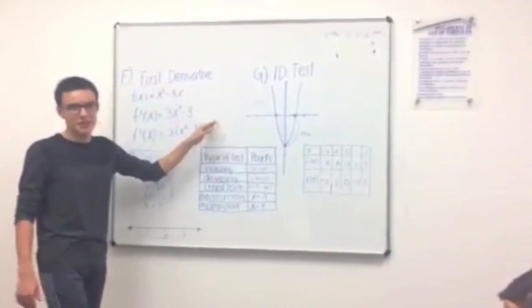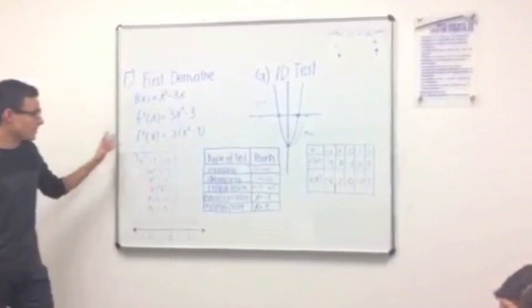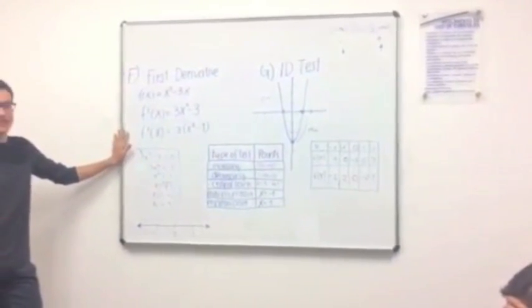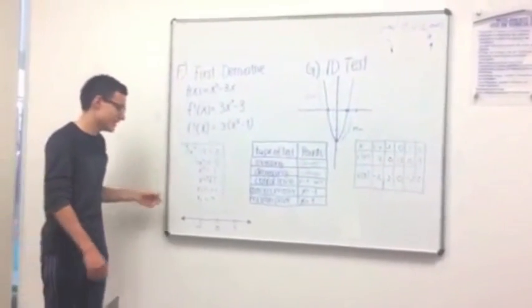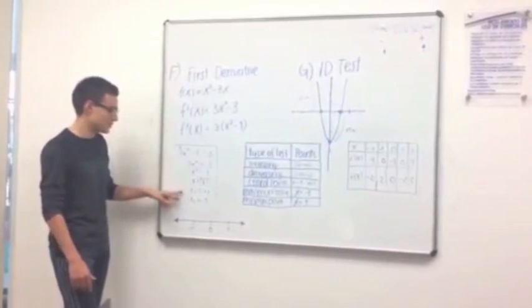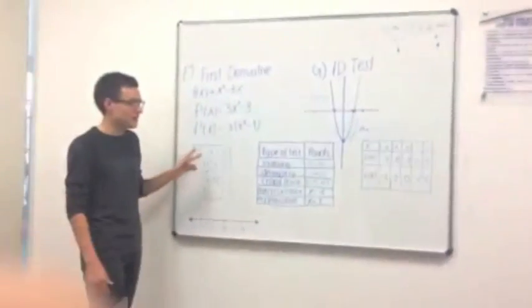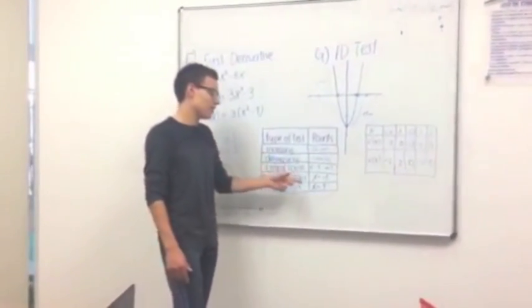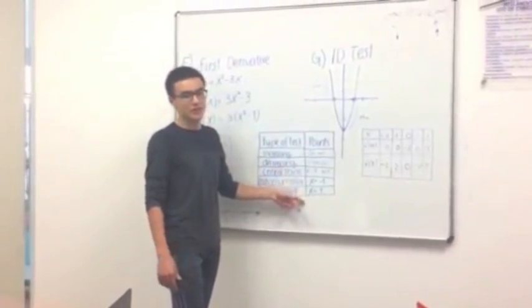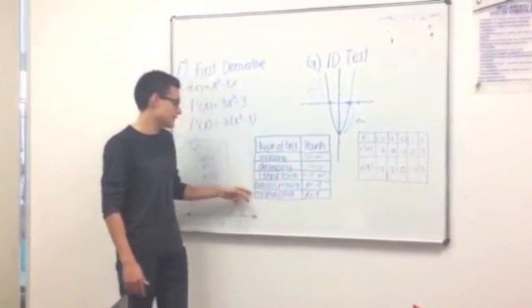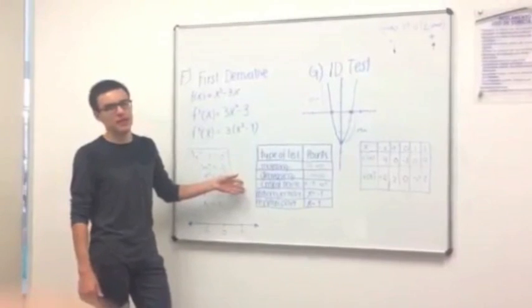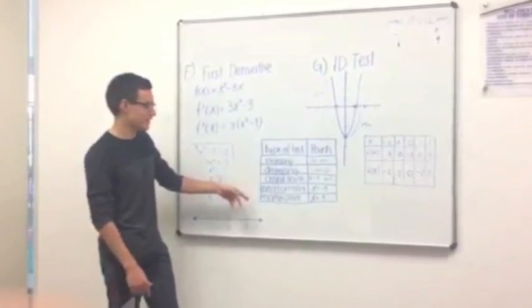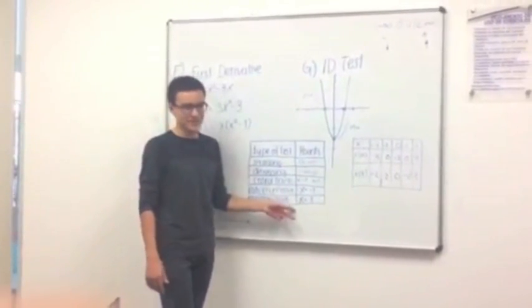To obtain the critical points, we set our derivative equal to 0, and we obtain these 2 points, which are minus 1 and 1. Therefore, those are our critical points, and our maximum point is x equals minus 1, and our minimum point is x equals 1.